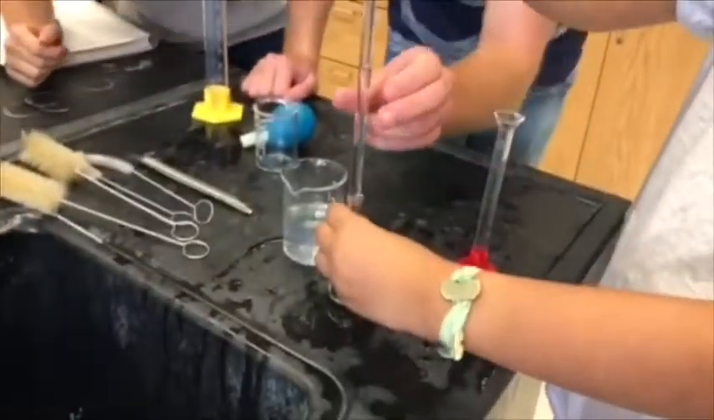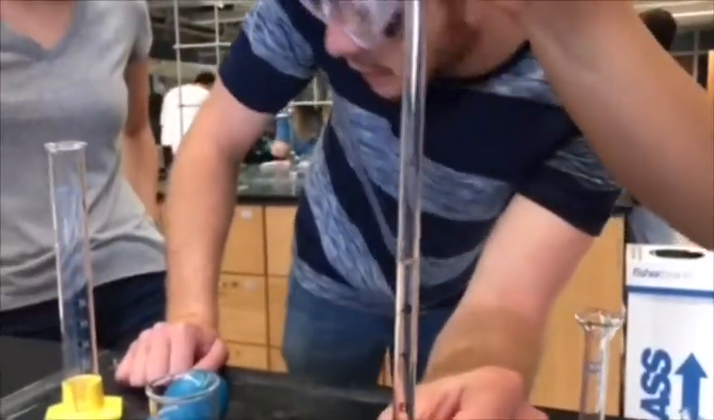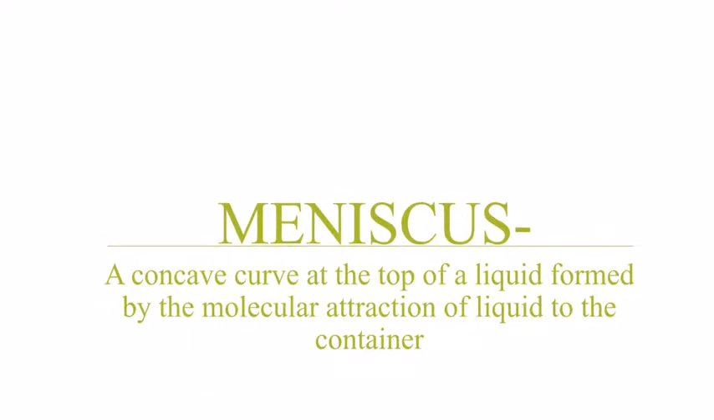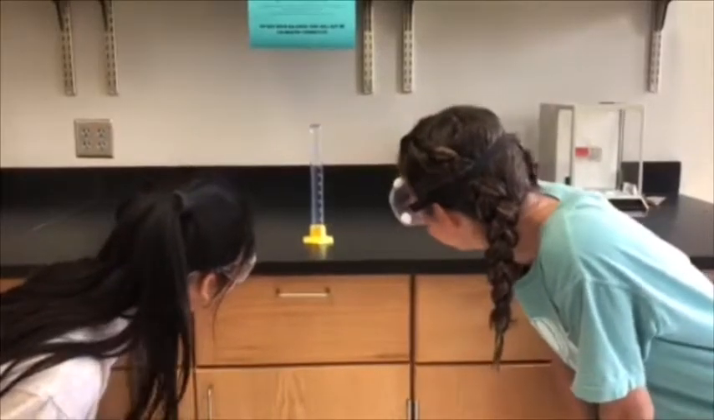To find the volume of a liquid, you simply use the meniscus to measure the amount of liquid present. The meniscus is a concave curve at the top of a liquid formed by the molecular attraction of liquid to the container. When measuring a liquid, you will record the measurement according to the reading at the base of the meniscus.